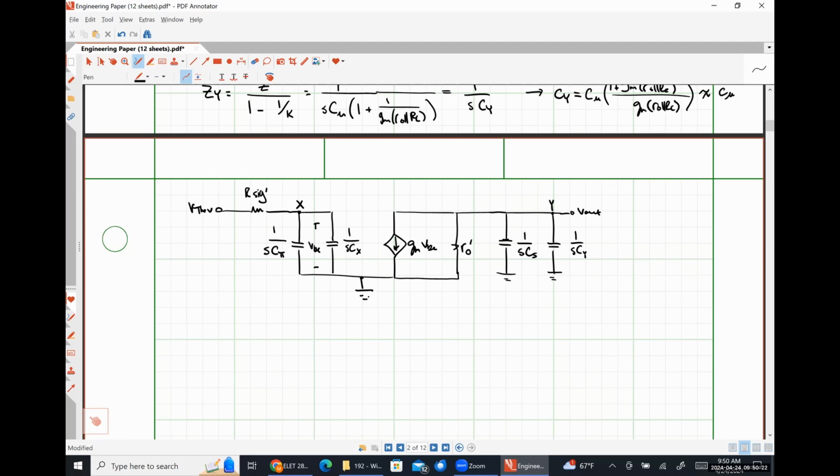I would argue that this is going to be way, way easier to analyze. John, did you have a question? Okay. So we can see pretty easily that these two capacitors are in parallel and these two capacitors are in parallel. So let's call this combination CX prime and this combination CY prime, for lack of a better thing.